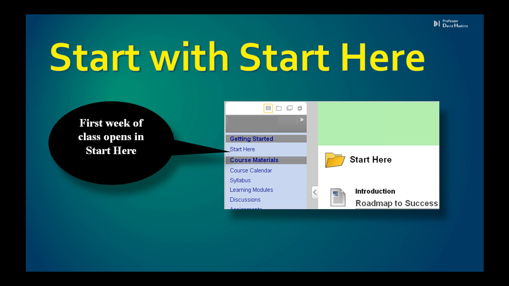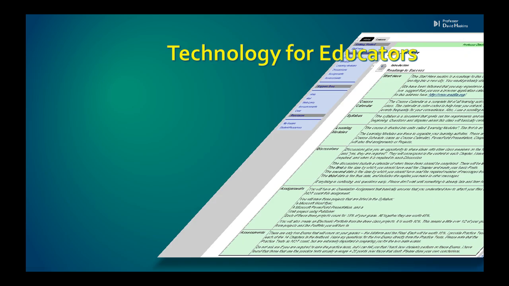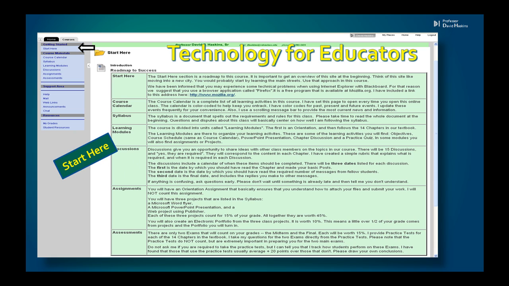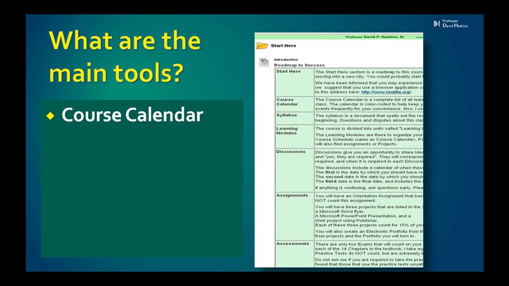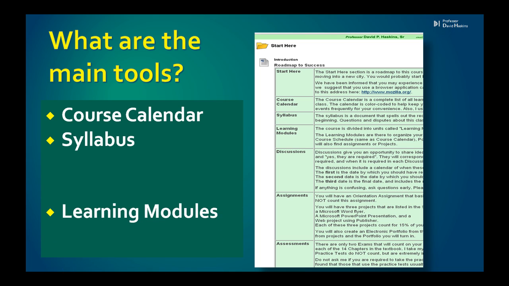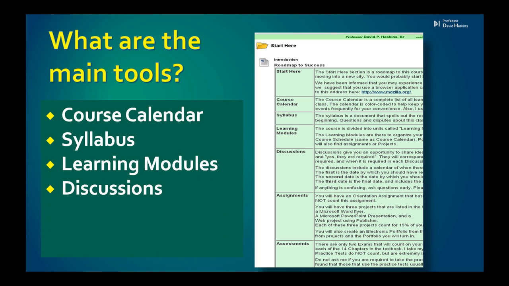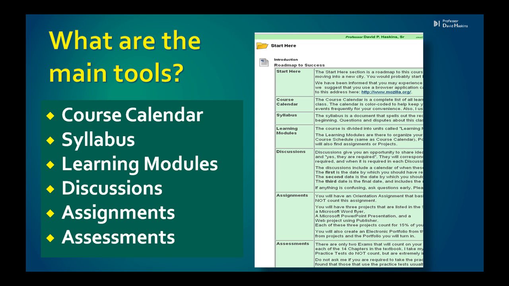Of course, you can click on either one in the course menu at left in light blue. This shows the course menu at left and the contents at the right. Basically, it takes each of the tools in the menu and explains its purpose. These are the 6 main tools: the course calendar, the syllabus, the learning modules, the discussions, the assignments, and the assessments. In the next slides, I will explain each tool in more detail.